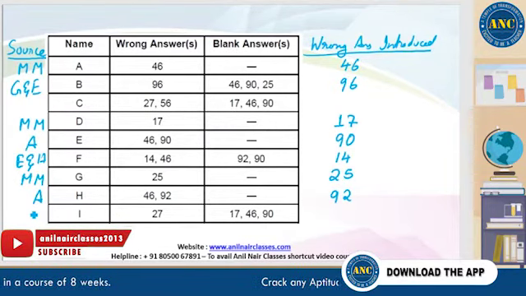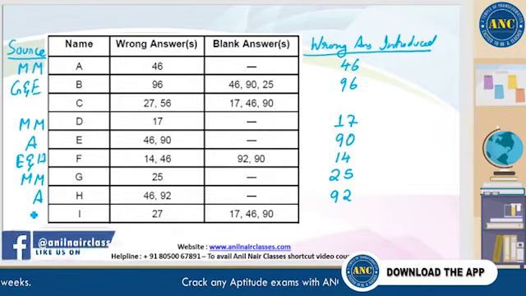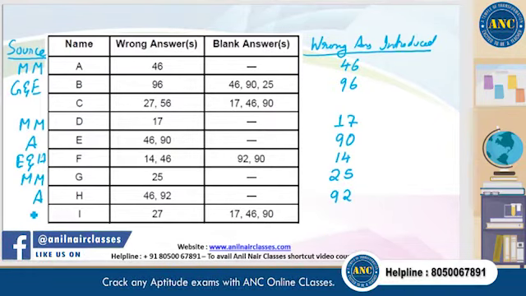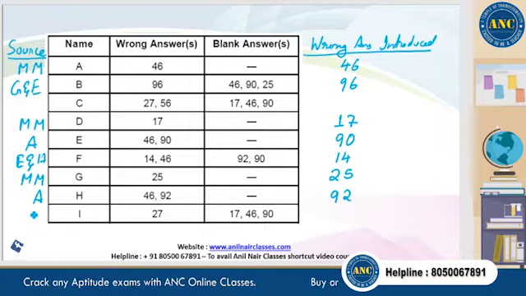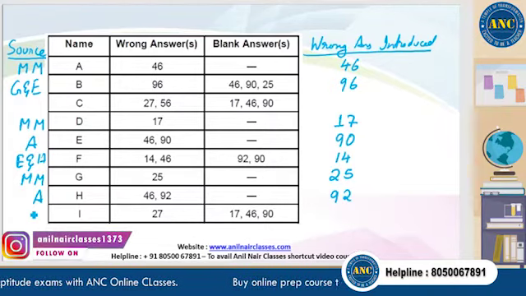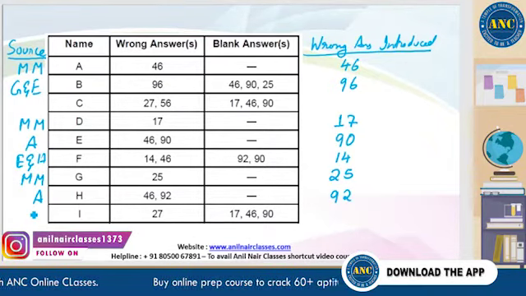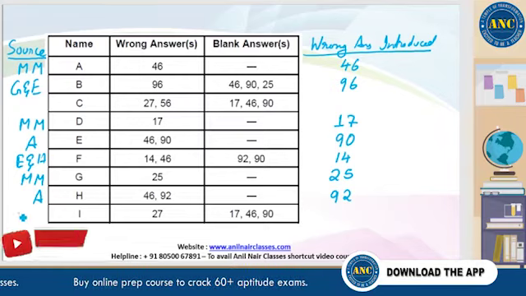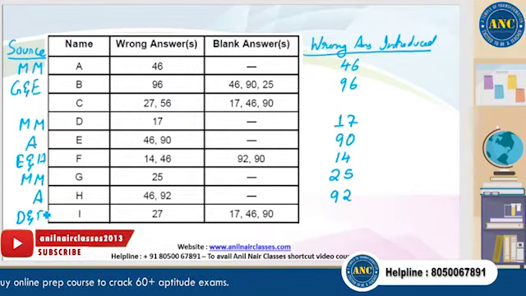Whom should this person copy from? We're talking of I. 17 is blank, 46 is blank, 90 is blank. Very good. You guys are giving the answer both D and E.